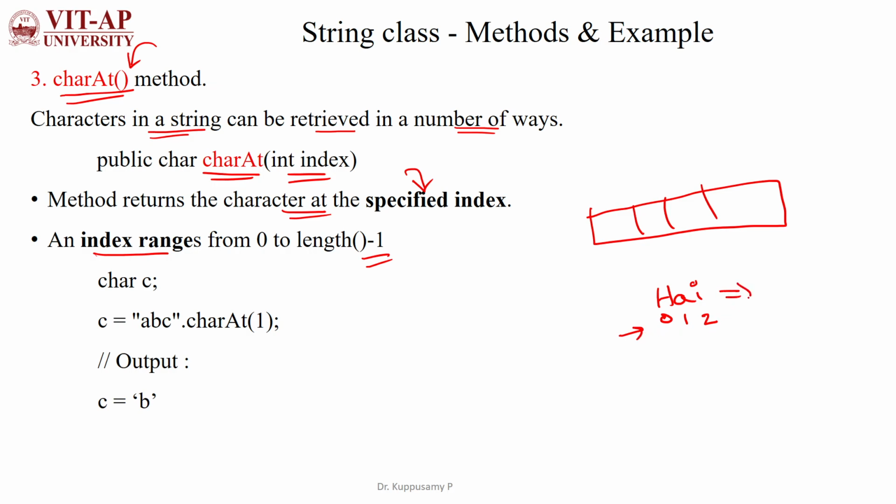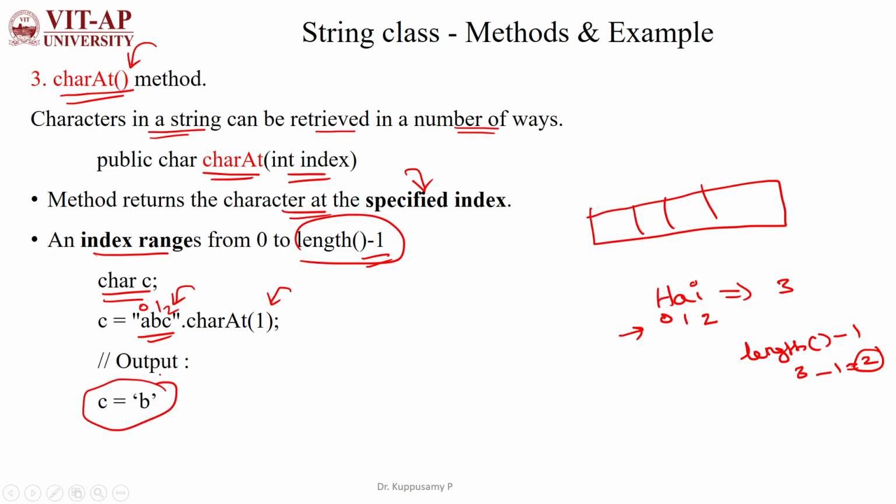Here the length of "hi" is 3, so length minus 1, 3 minus 1 is 2. So that is the thing. So length minus 1. Here we are using the string, a group of characters, ABC, and charAt 1. What is the index number 1? 0th index, first index, second index. So the output will be B, right?